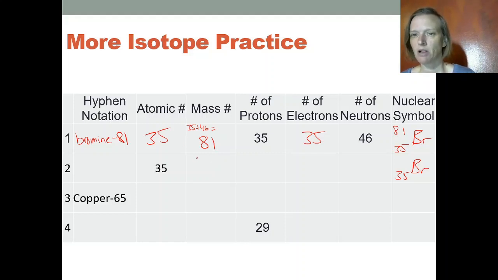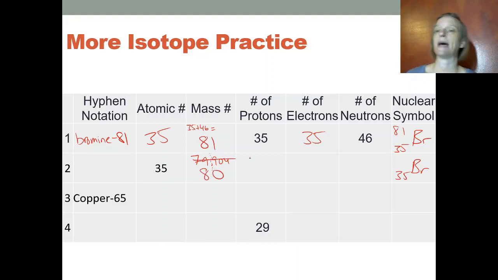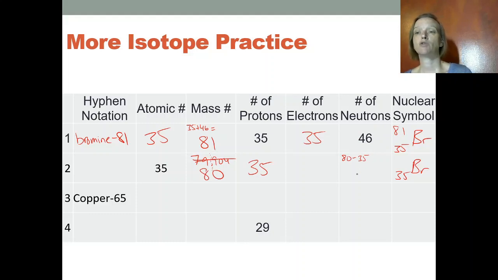When I look at the periodic table, then I see a value of 79.904 as the atomic mass. But I want to round this off to the nearest whole number, so I'm going to round it off here, and I'm going to see that I'm going to have a value of 80. So 80 is the value I'm going to use for my mass number. Doing subtraction, I can determine how many neutrons that is. So I know I've got 35 protons because that's the same as my atomic number. But now I'm going to have to do 80 minus 35 to determine how many neutrons I have. And this time I only have 45 neutrons. I have fewer neutrons than I had before.